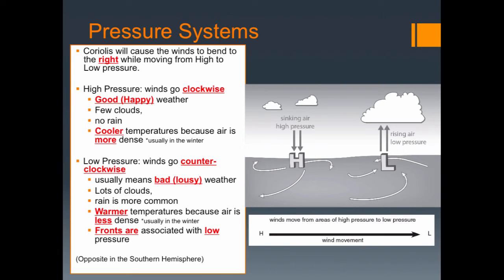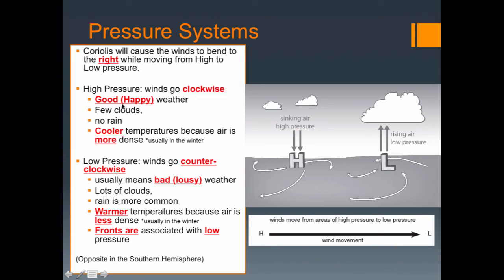All right, so let's talk about pressure systems. You knew the symbols today in class. So the Coriolis effect does cause wind to bend to the right while moving from an area of high to low pressure. So when we talked about hurricanes today, I told you that wind is always going to move from an area of high pressure to low pressure. And that's going to be consistent throughout the world. So a high pressure system is going to be an H with a circle around it. And in a high pressure system, winds do go clockwise. Now, here's my dumb way to remember it. High pressure is happy weather.